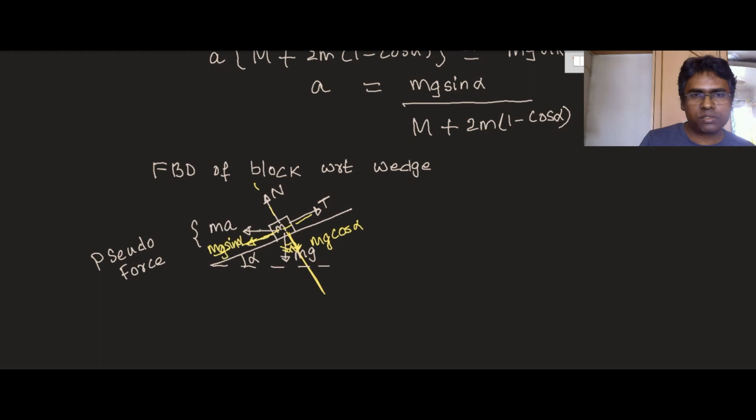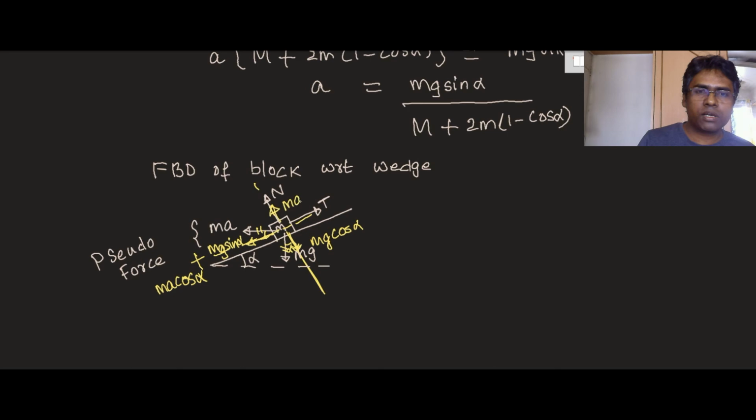Okay, now let us resolve ma. This angle right here is also alpha. So if I resolve down the incline, in addition to mg sin alpha, I'll get ma cos alpha. And perpendicular to the incline, we get ma sin alpha. I hope you guys are okay here.